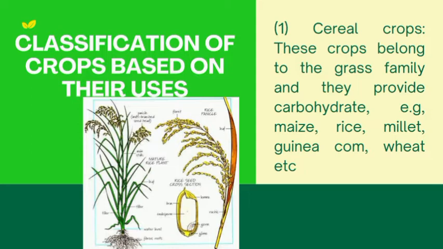And one thing that I want you to know concerning these cereal crops is that they belong to the grass family. What is the meaning of grass family? That is when you plant them and they are growing, they appear as if they are grass. Crops like rice, like maize. If you see them growing, you will think that this is a grass, but after some time you see them bringing out their food, their seed.